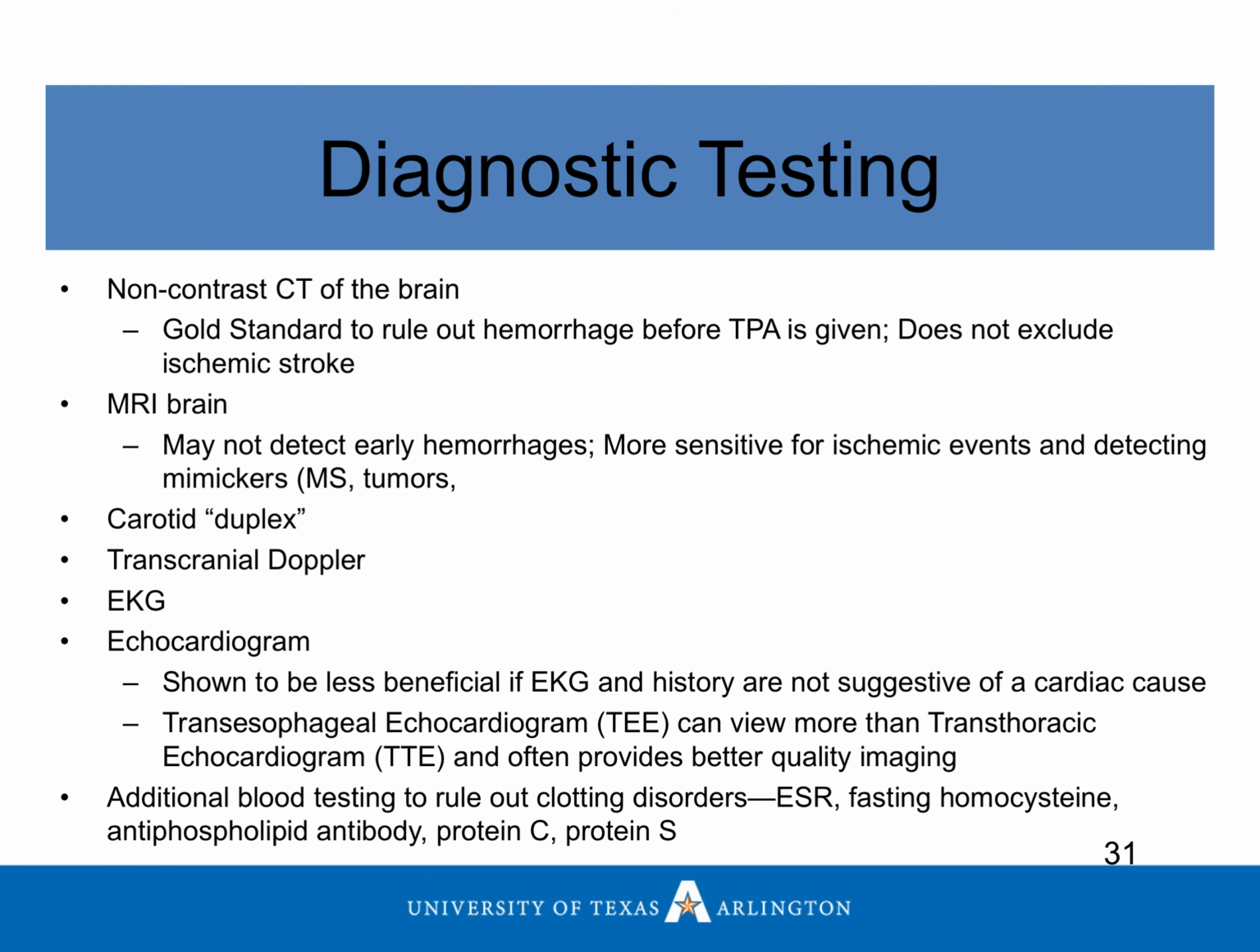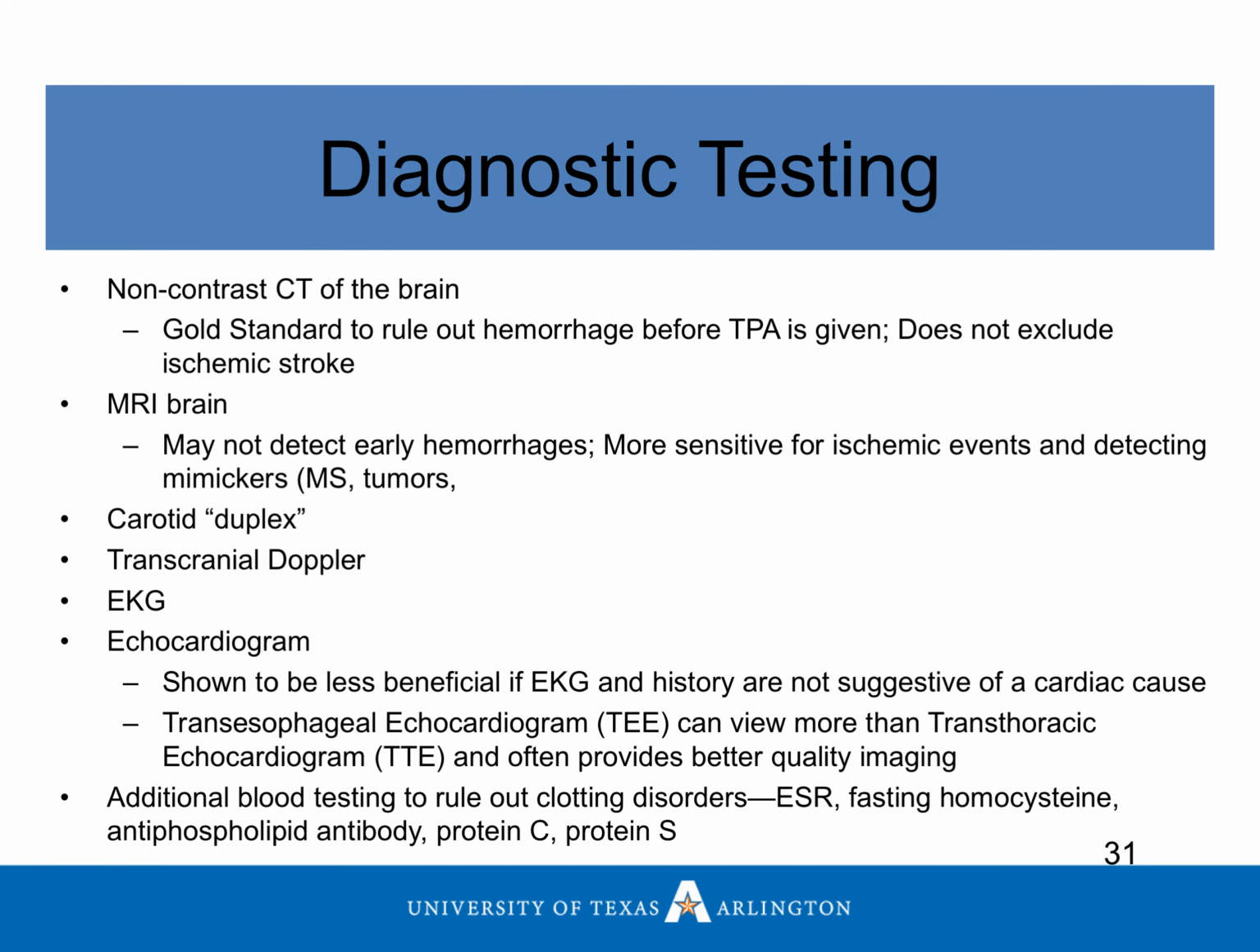And that has to be ruled out, because if you give someone TPA who has a hemorrhagic stroke, you are going to have a problem. So again, CT of the brain first. And then an MRI of the brain may be done after that. MRIs do not detect early hemorrhages. That's why the CT has to be done first. But MRIs are much more sensitive for ischemic events and detecting mimickers like MS or tumors.